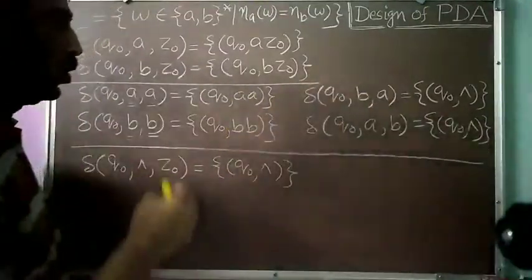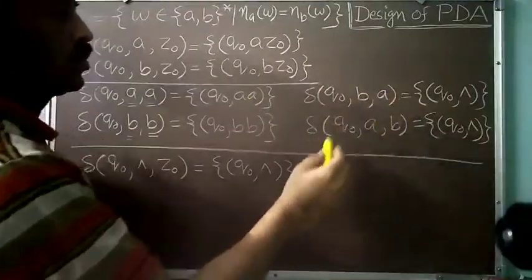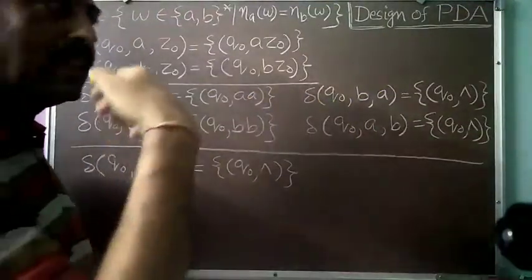Now come to the similar situation when A is on the top of the push down store, but in the input we are getting B, meaning a different letter.